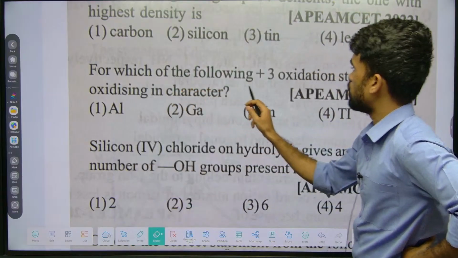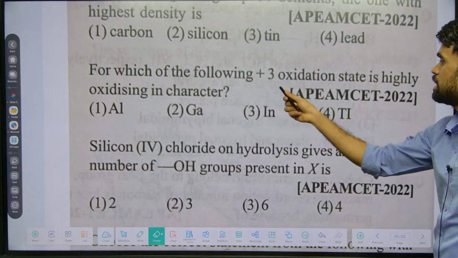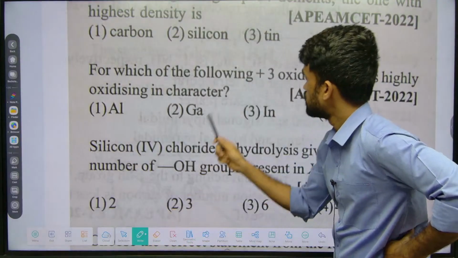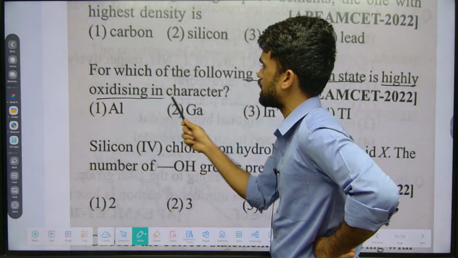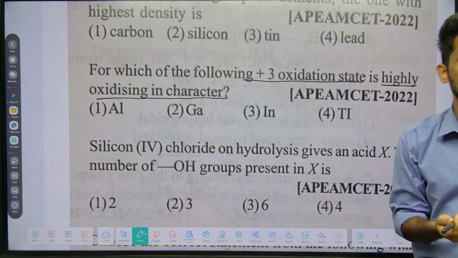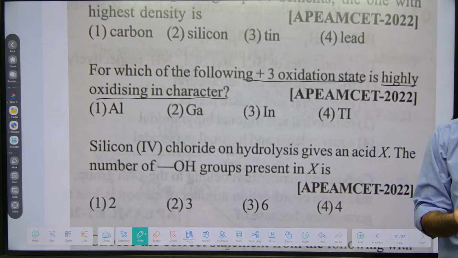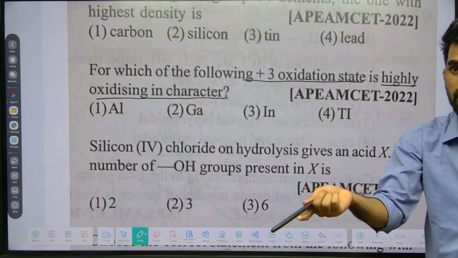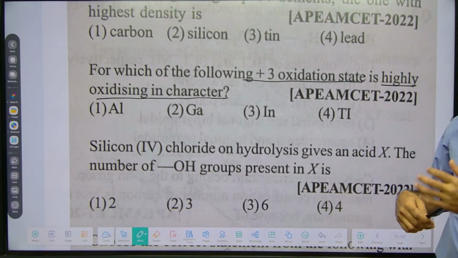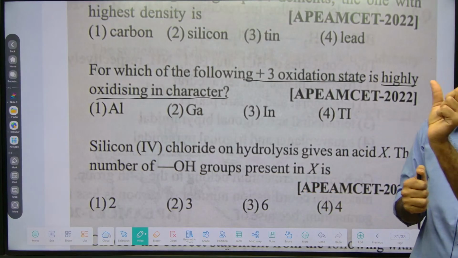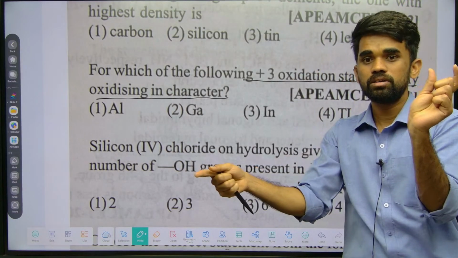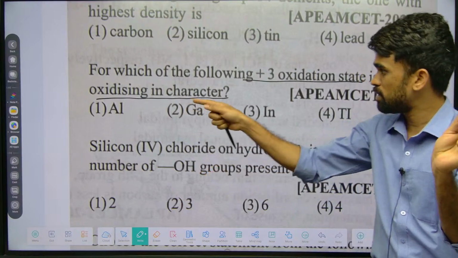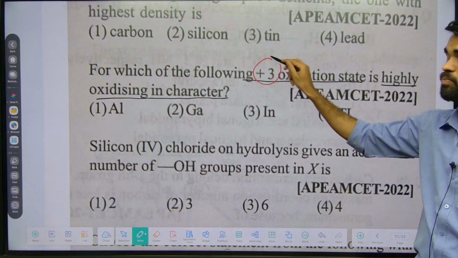For which of the following is the +3 oxidation state highly oxidizing in character? Highly oxidizing means it should oxidize others, and itself undergo reduction. So if a species is not stable in the +3 oxidation state, it will undergo reduction. So tell me, which is not stable in +3?